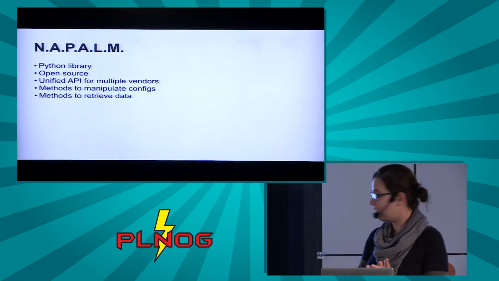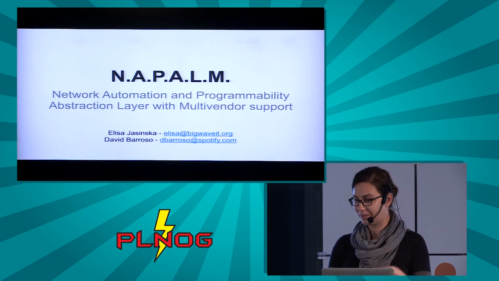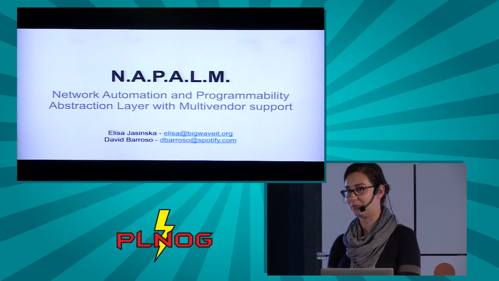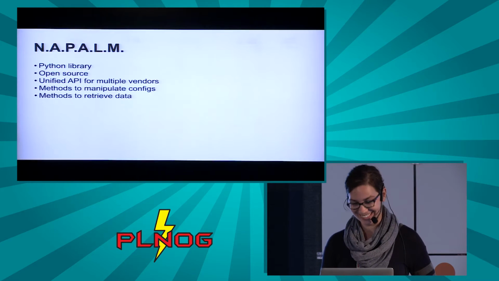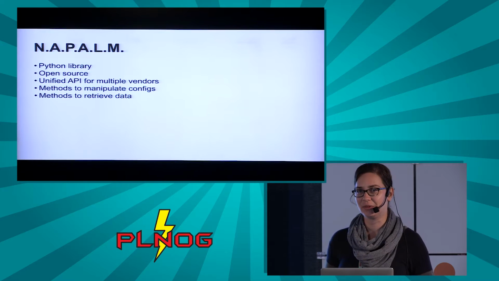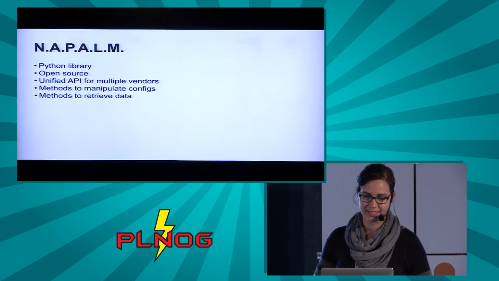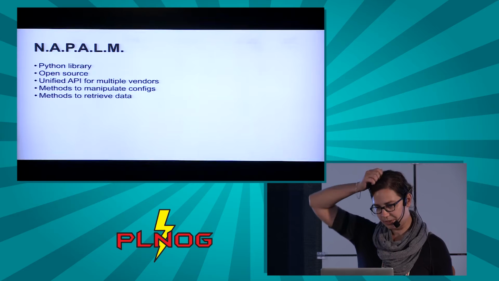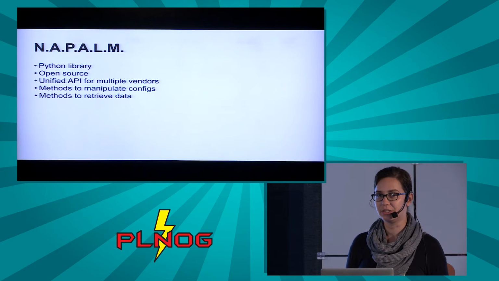So we called it NAPALM, short for Network Automation and Programmability Abstraction Layer with multi-vendor support. Yes, it's open source. You can find it on GitHub. The URLs are on the last slide of the presentation. And what it gives you is a unified API that you can talk through to multi-vendor devices.